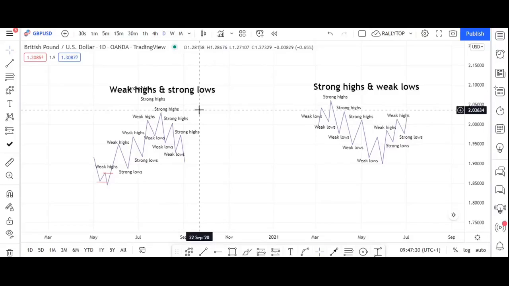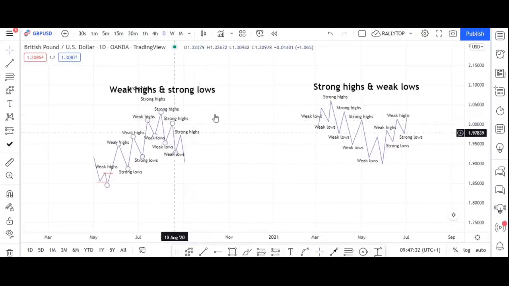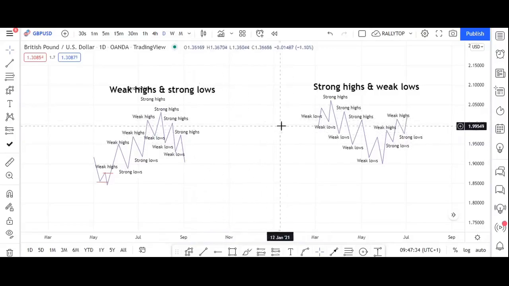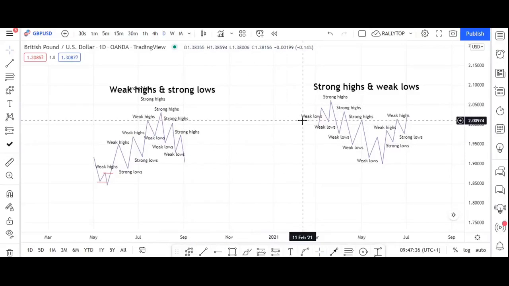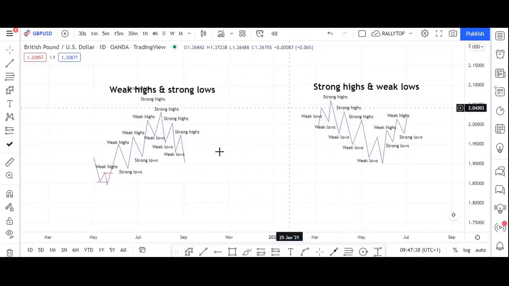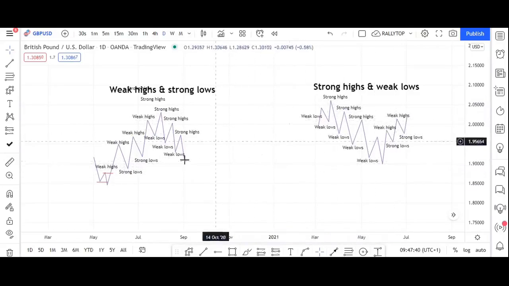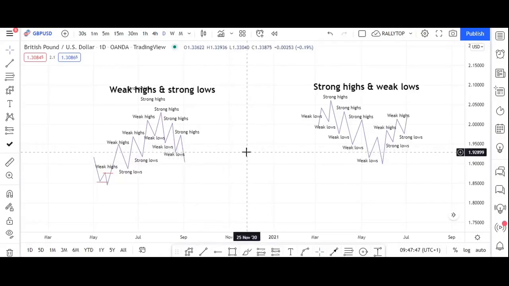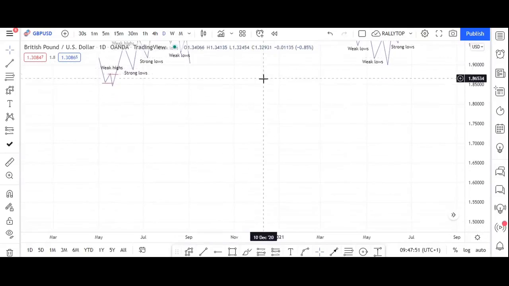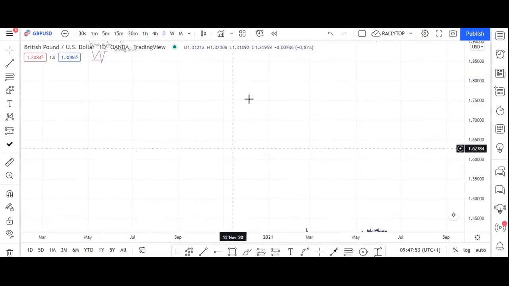All right, but now beyond understanding your weak highs and strong lows, or strong highs and weak lows, how do you take advantage of this information, this data here? How do you take advantage to get high probability trades? I'm going to explain to you. This will take us to our next diagram. Let me show you now.